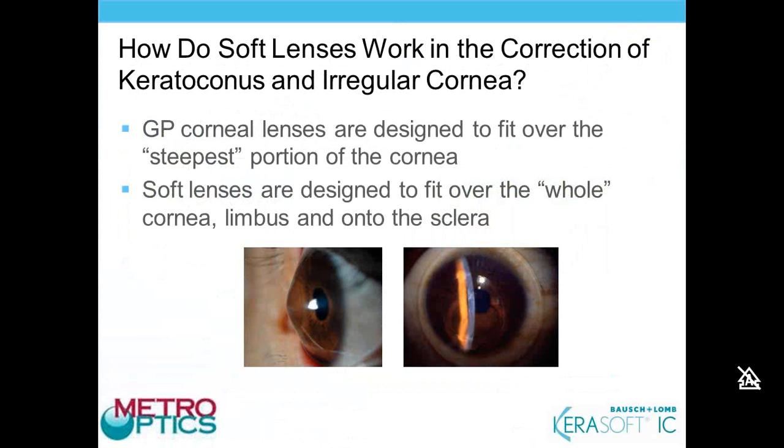So that can be rather problematic for your patients, especially with a low cone and a small diameter lens. They might not be getting the benefit of the best optics. So soft contact lenses do provide nice central optics.